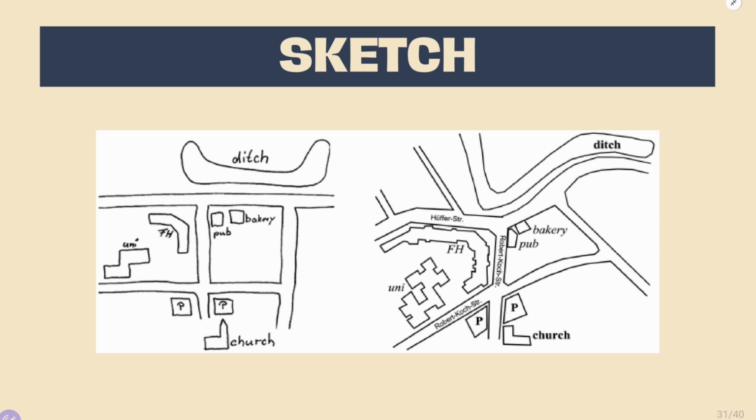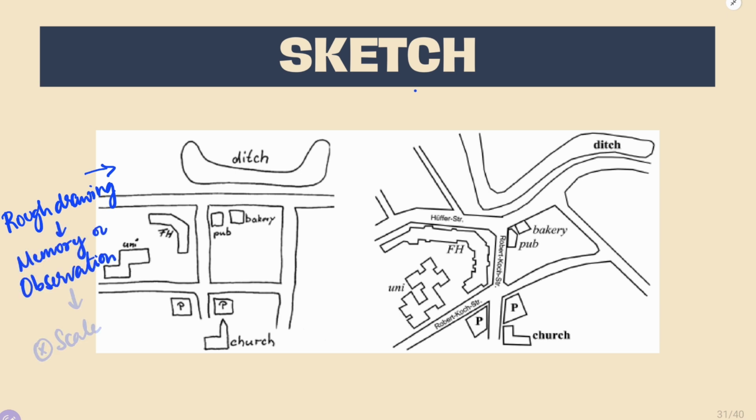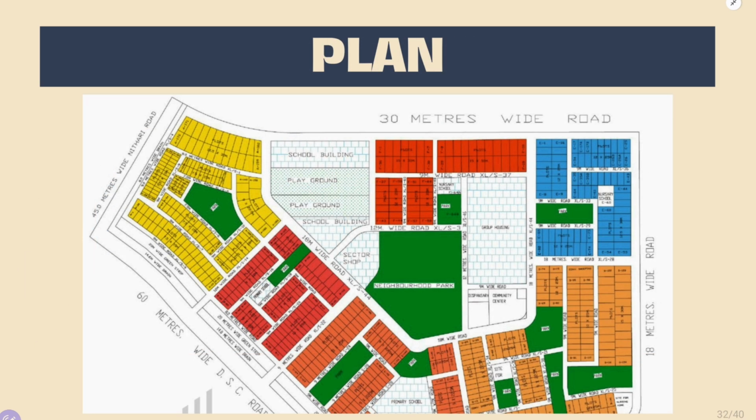Now let's see the last two concepts of sketch and plan. A sketch is a rough drawing of a place based on memory or observation, and it is not to scale. For example, here you can see the map of an area around a university, which is according to scale, and on the left you can see a sketch of the same area, which is based on memory and observations and not according to scale. Then we come to a plan.